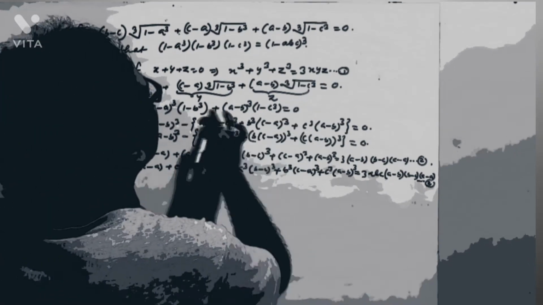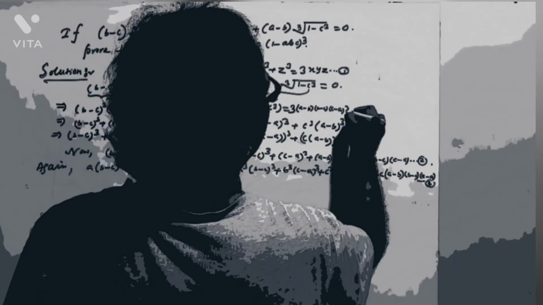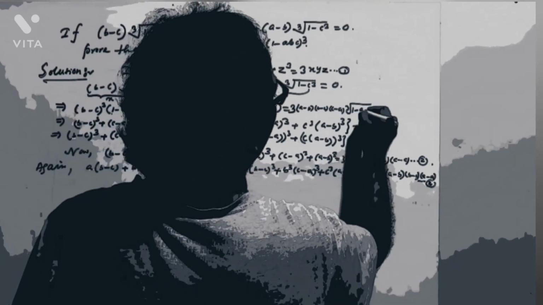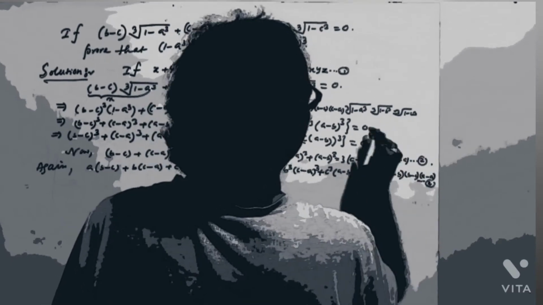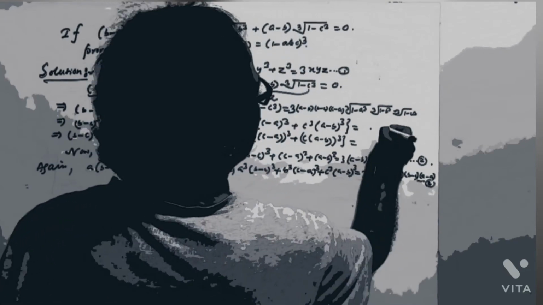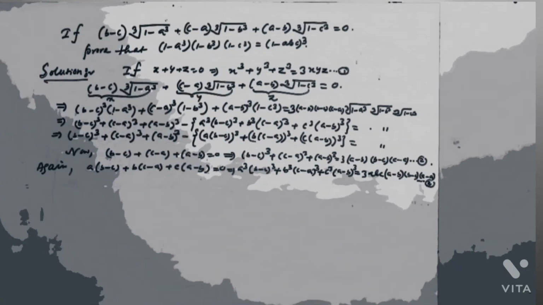Sorry, this is thrice abc times (b minus c)(c minus a), and the cube root of (1 minus a cube), cube root of (1 minus b cube), cube root of (1 minus c cube). Okay, carry forward. Same figure is that.